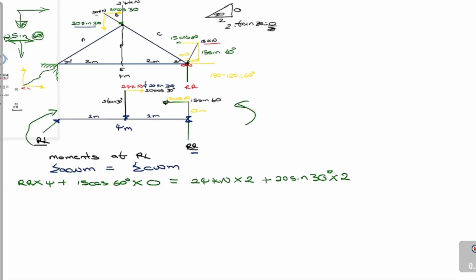Okay, and the next force that you have, plus this one here, the horizontal component, right? You will say, what is the horizontal component? It is 20 cos 30, but you will need to multiply it now with the distance, or the height. Sorry, you multiply it with the height.